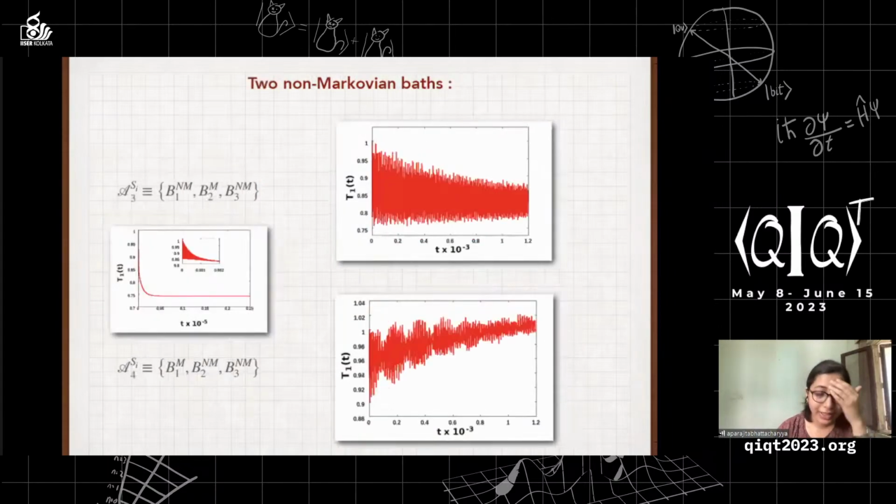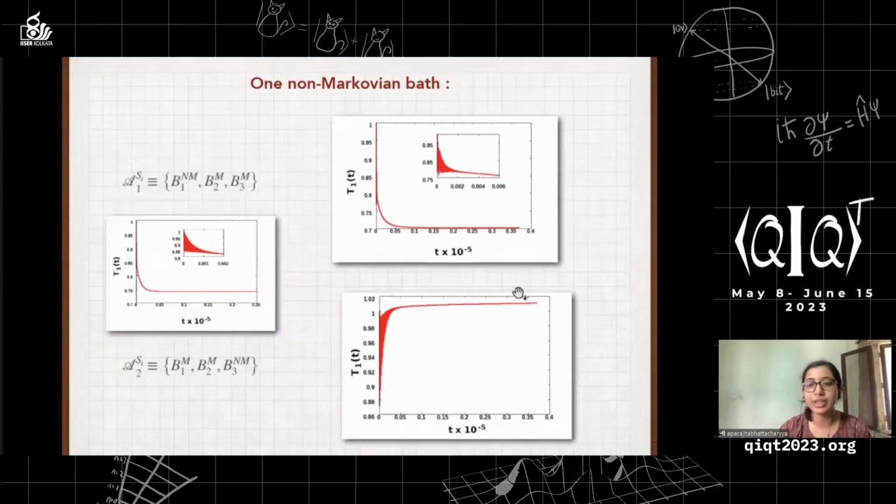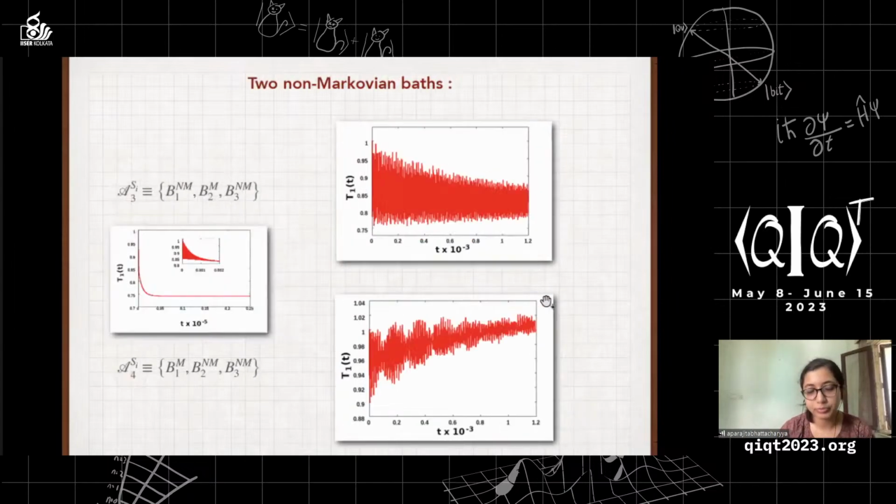Also, when we connect 2 non-Markovian paths, we see that when the non-Markovian paths are connected to the first and third qubits, there is effective cooling, and this is advantageous over the ideal case. Whereas when the non-Markovian paths are connected to the 2nd and 3rd qubits, there is no effective cooling. Also in this case, we see that the attainment of steady state is not guaranteed. But in the previous case, we saw that attainment of steady state is guaranteed.